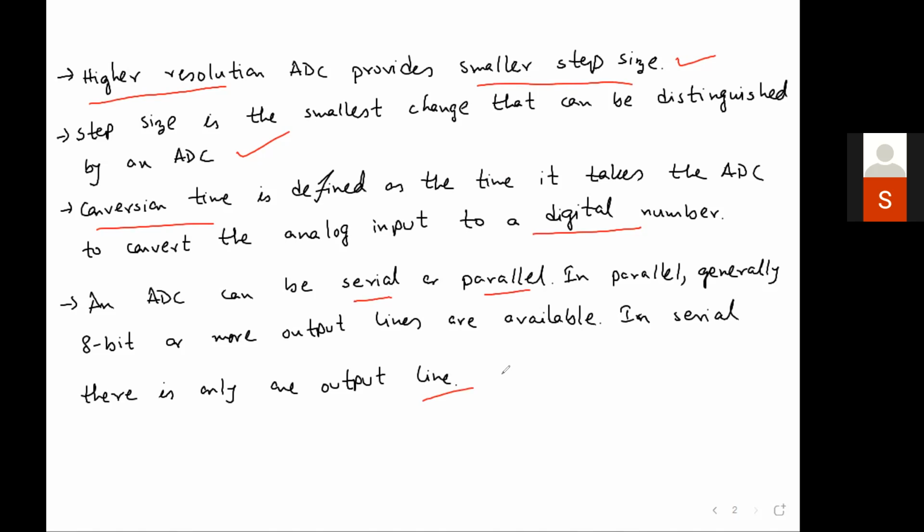Okay, so let us now see the table which is related to resolution and step size. This table is there in your book. If you don't want to write, you can avoid it. No problem with that. This is your table 13.1.